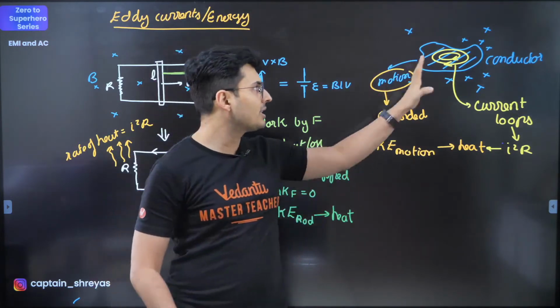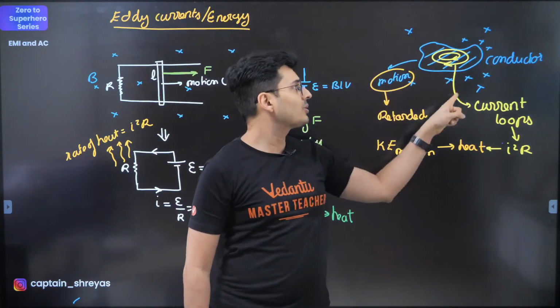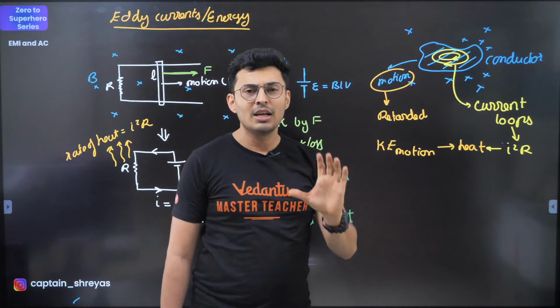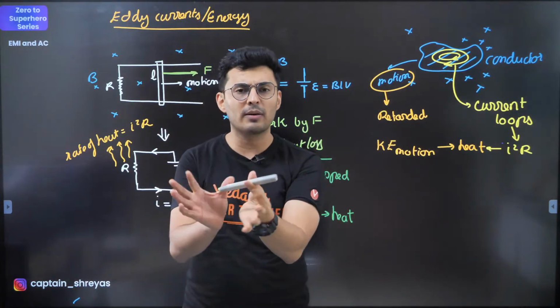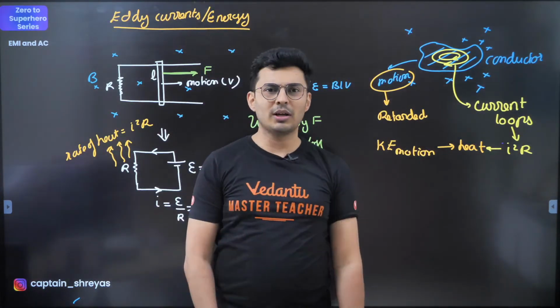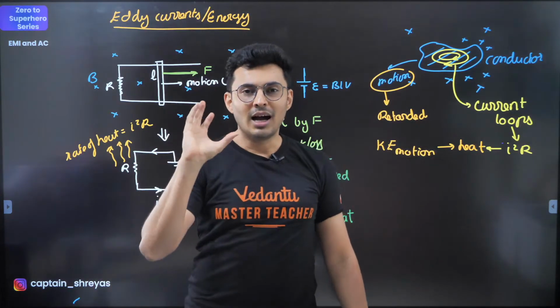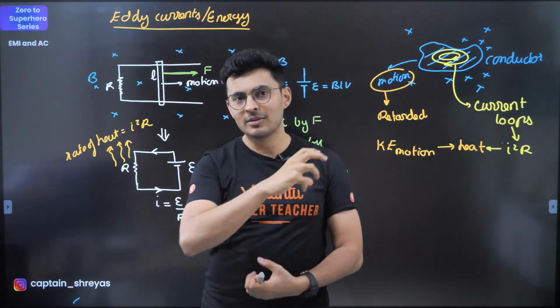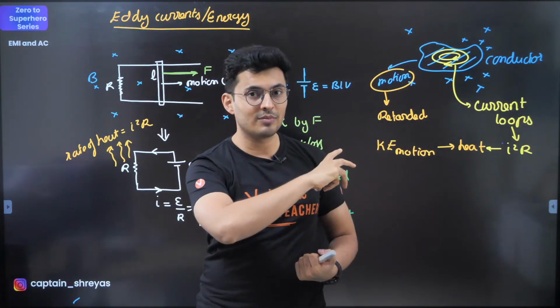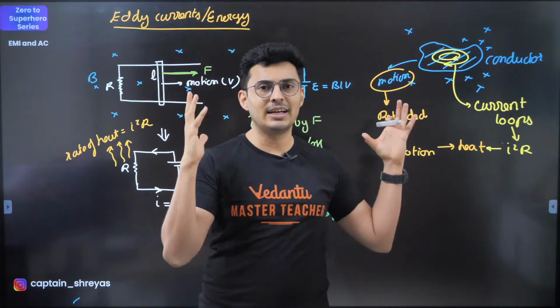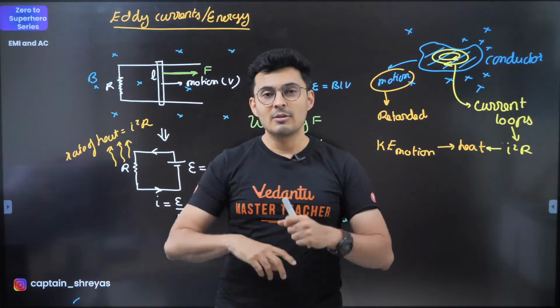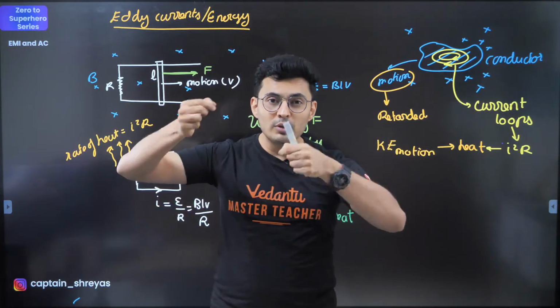No, is that conductor charged? No, no, no, no. These lines, what are these crosses? These are magnetic fields. It's a normal conductor. You take a copper wire, or you take a copper ball, or you take an iron ball, or you take an iron chunk. You just throw it inside magnetic field. You will see it will lose the kinetic energy. It will retard because current loops are created within the conductor.